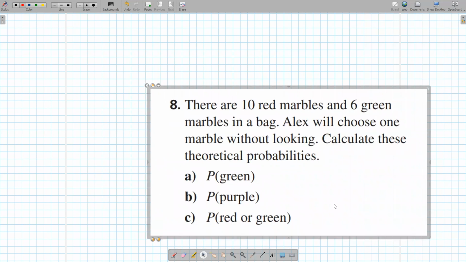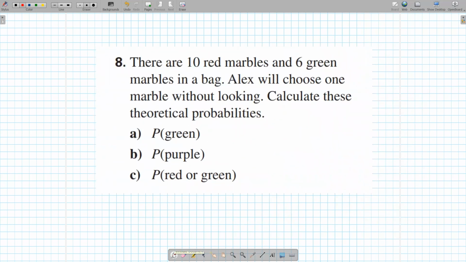And this one's also pretty straightforward. There are 10 red marbles and 6 green in a bag. So how many total marbles are there? 16. So there's 6 green, 10 red, so there's 16 total. Alex will choose one marble without looking, calculate these probabilities. Getting a green marble. 6 out of 16, and that's the same thing as 3 out of 8. Getting a purple marble. 0. Red or green? 16 over 16, which is also 1. This means there's a 100% chance, it's guaranteed to get either a red or a green.